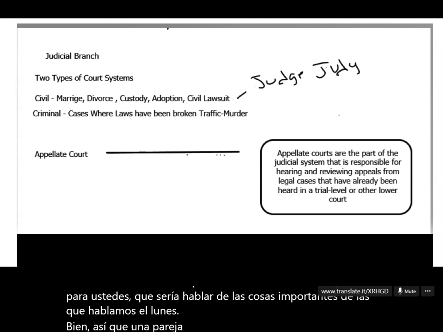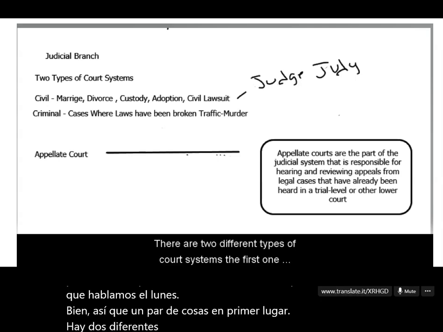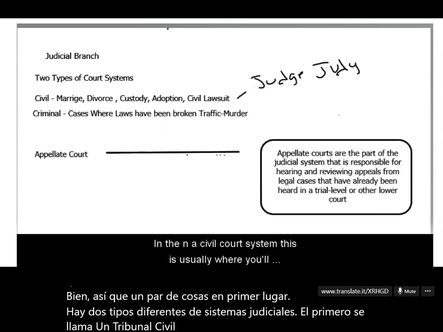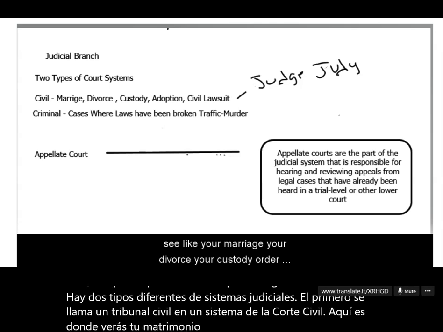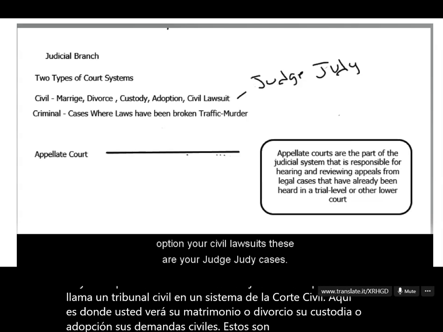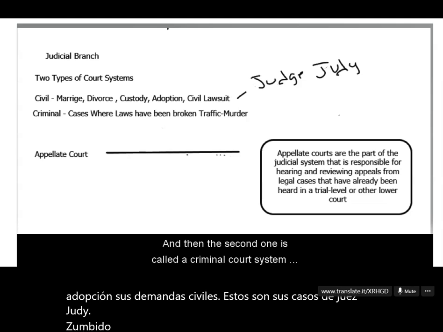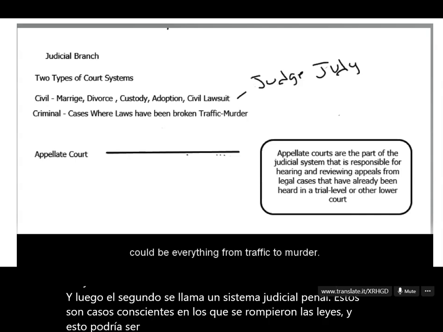Okay, so a couple things. First off, there are two different types of court systems. The first one is called a civil court. In a civil court system, this is usually where you'll see your marriage, your divorce, your custody, your adoption, your civil lawsuits. These are your Judge Judy cases. Okay, and then the second one is called a criminal court system. These are cases where laws were broken, and this could be everything from traffic to murder.